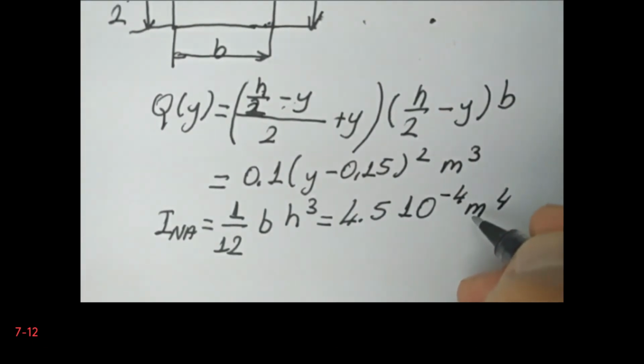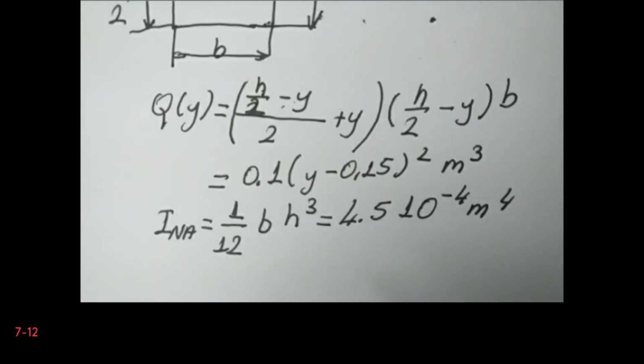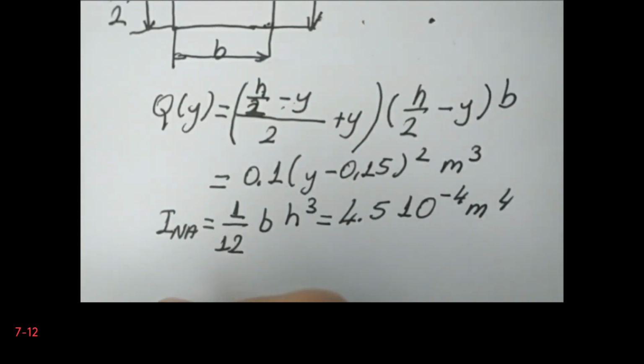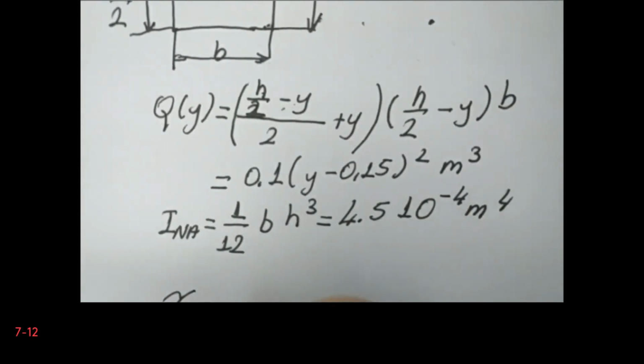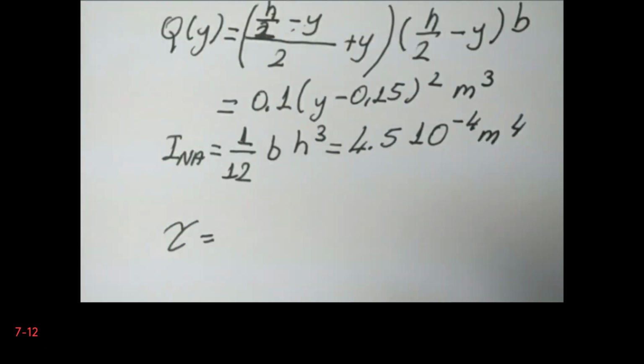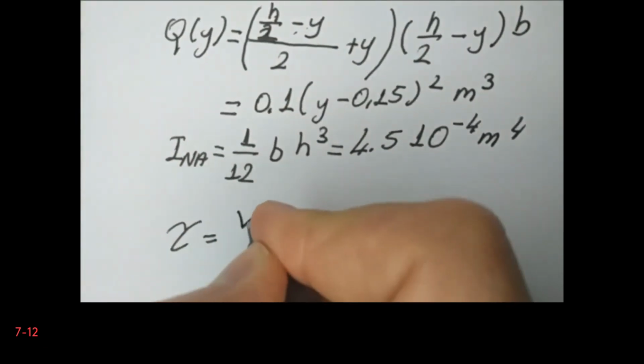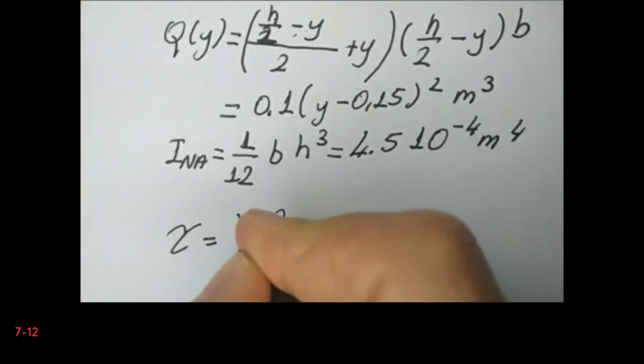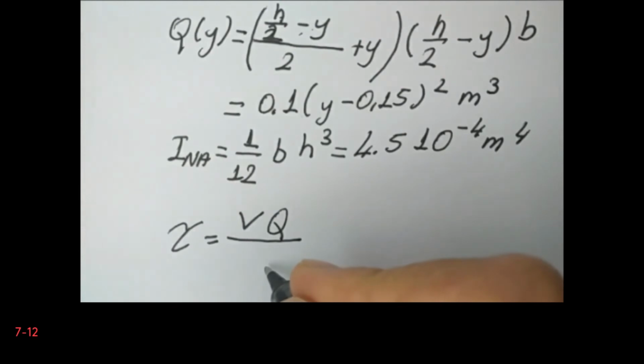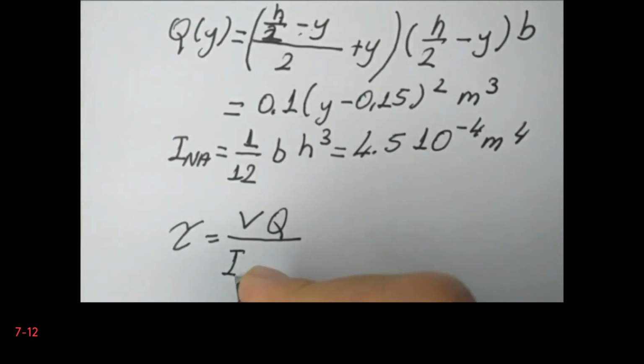Okay, now we know that the formula for the shear stress is tau is equal to V, the shear force, multiplied by the first moment of area divided by bending moment of inertia multiplied by the width at that location. So it is b for us.